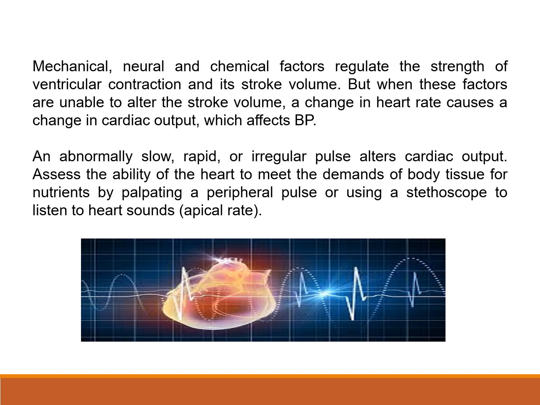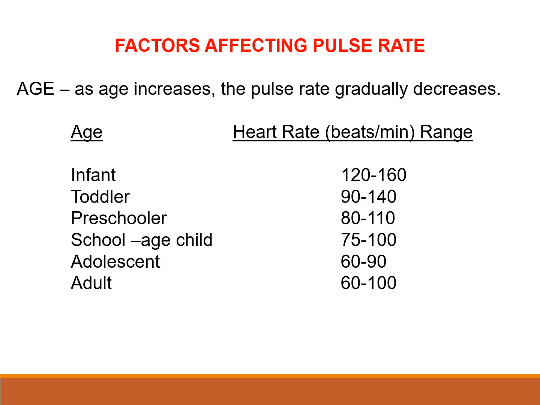An abnormally slow, rapid, or irregular pulse alters cardiac output. So we need to assess the ability of the heart to meet the demands of the body tissue for nutrients by palpating a peripheral pulse or using a stethoscope to listen to heart sounds, or what we call the apical rate.